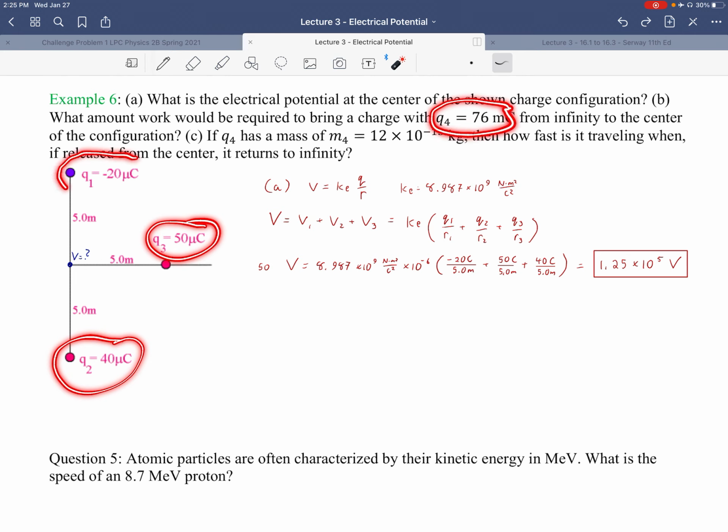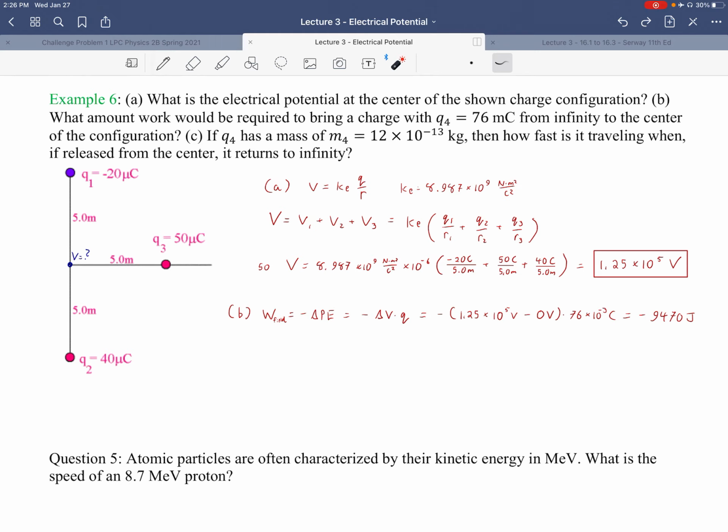Even though the positive charge is attracted to this one, it's repelled by the two positive ones. So the overall force here is more repulsive than attractive. So it is effectively uphill. All right, so the work of the field is the negative of the change in potential energy, which is the negative of the change in the voltage times the charge that you're moving, which is this one, Q4.